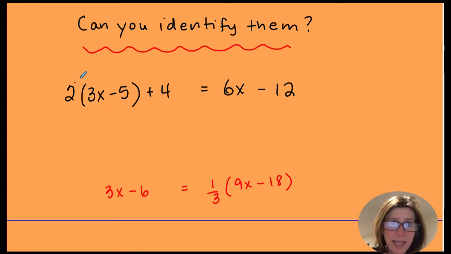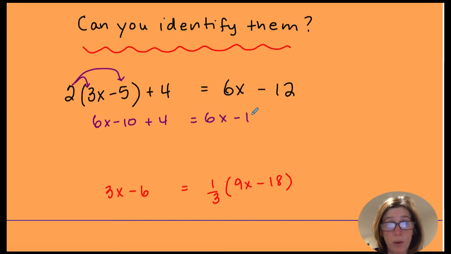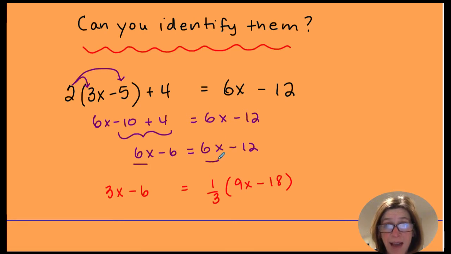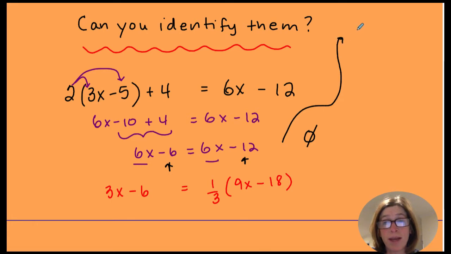So in this case, I'm going to distribute my 2, giving me 6x minus 10 plus 4 equals 6x minus 12. I'm going to combine the like terms, and that gives me 6x minus 6 equals 6x minus 12. Already, I can see I've got the same exact x and different constants, so I can tell you this is no solution. I can identify that right away. Now, if you didn't see it right away and you tried to add 6 to both sides, you get -6 equals -12, which is also not a true statement, so no solution.